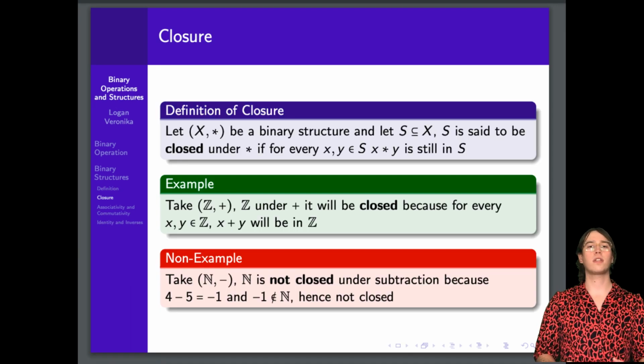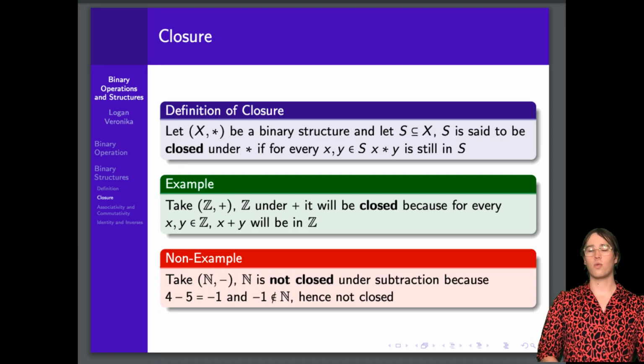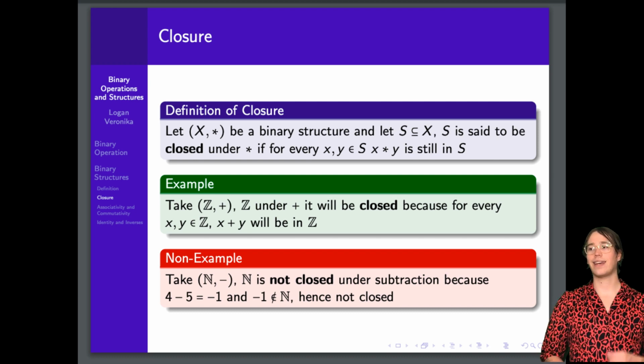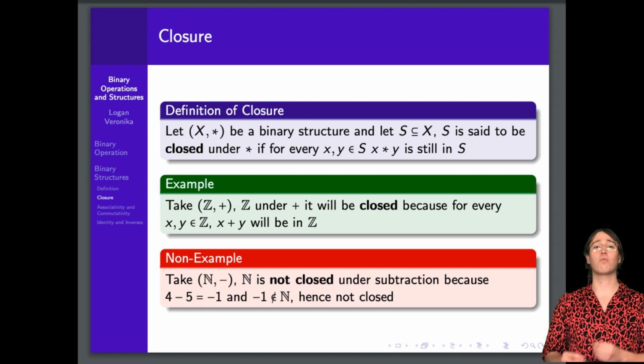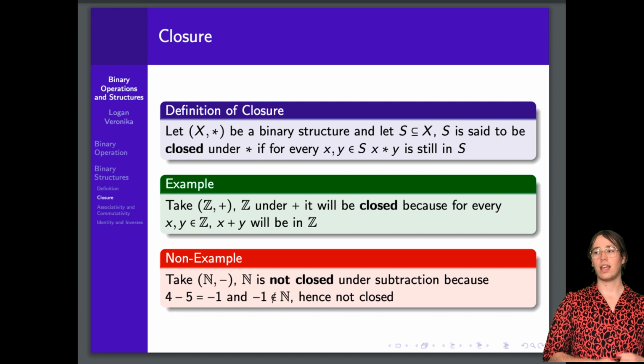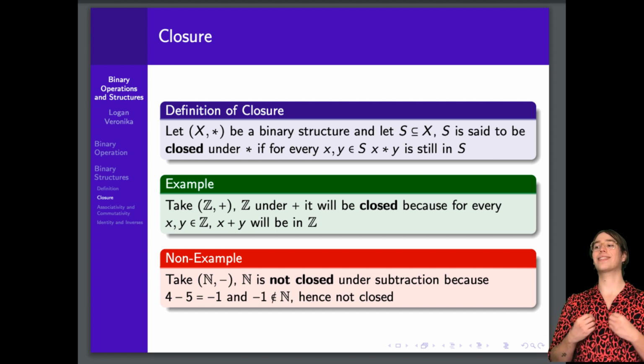Now onto the notion of closure, and this is really important. So we're going to let (X, star) be a binary structure and let S be a subset of X. S is said to be closed under that operation if for every x and y in that set S, x star y is still in S.